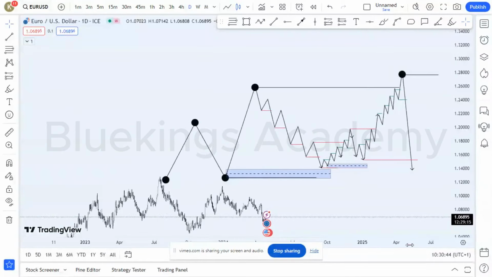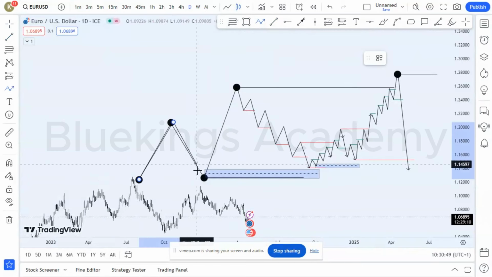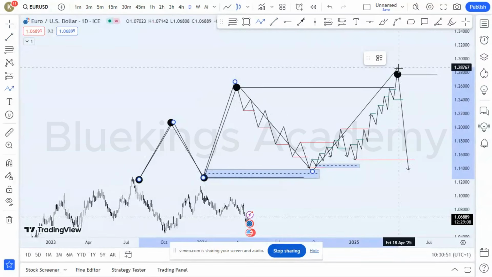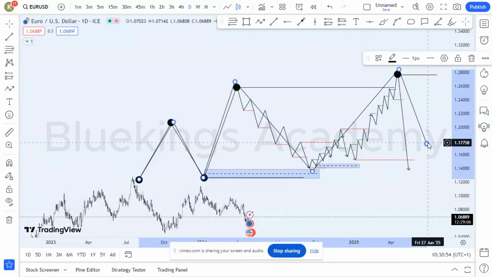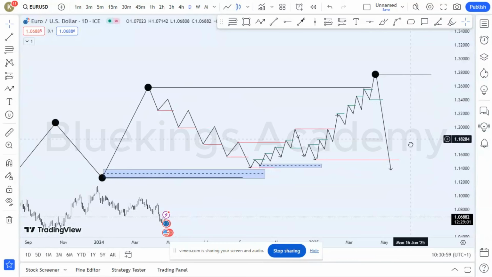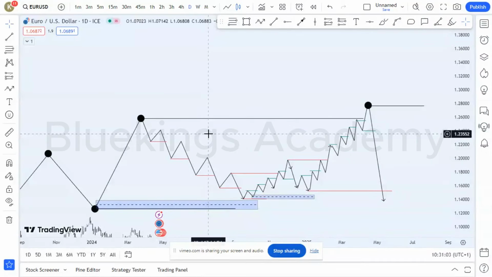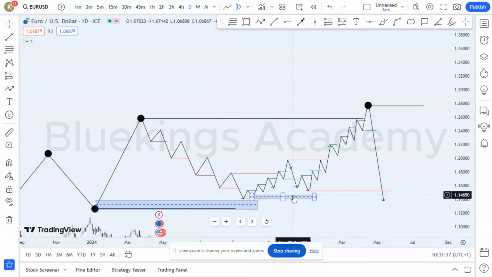Now, if we shrink it, we still have the same pattern. It goes like this, like this, like this. So all of these structures are to be found in every single time frame. The monthly has its external, internal, and fractal. The weekly has its external, internal, and fractal. The daily has its external, internal, and fractal. The 4 hour has the same. All the time frames have it. So it's not about a time frame thing. Every time frame has all of this in check.